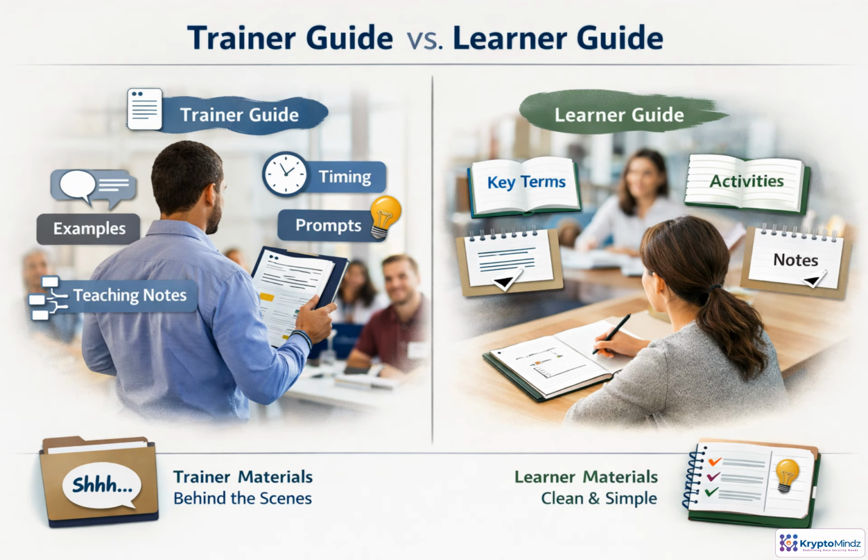These are two different tools for the same learning experience. The trainer guide is your backstage support: timing, teaching notes, examples, transitions, and prompts that help you lead smoothly. The learner guide is what participants need in front of them: clear explanations, key terms, activities, and space to capture notes. Keep trainer materials detailed and keep learner materials simple, focused, and easy to use.